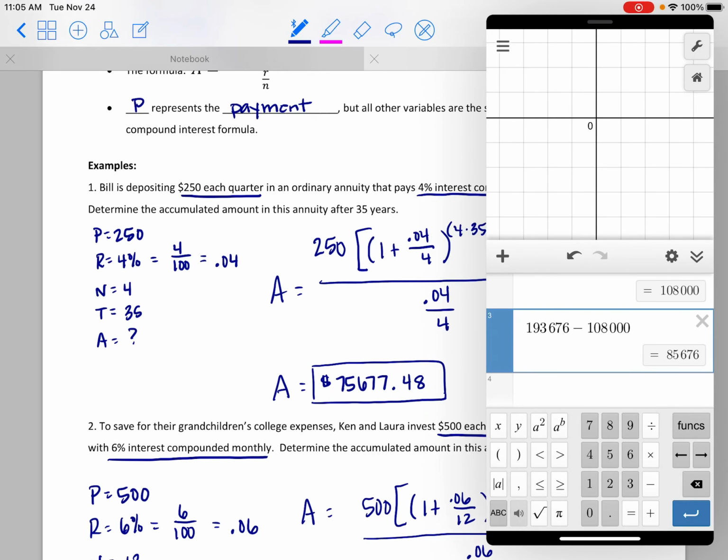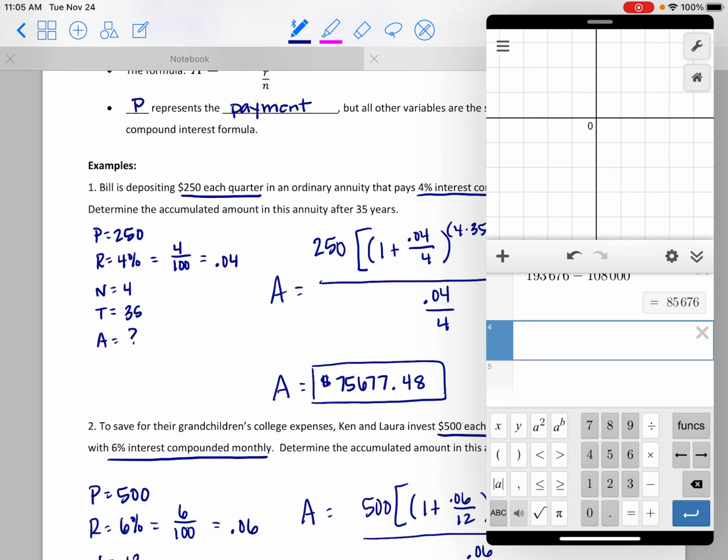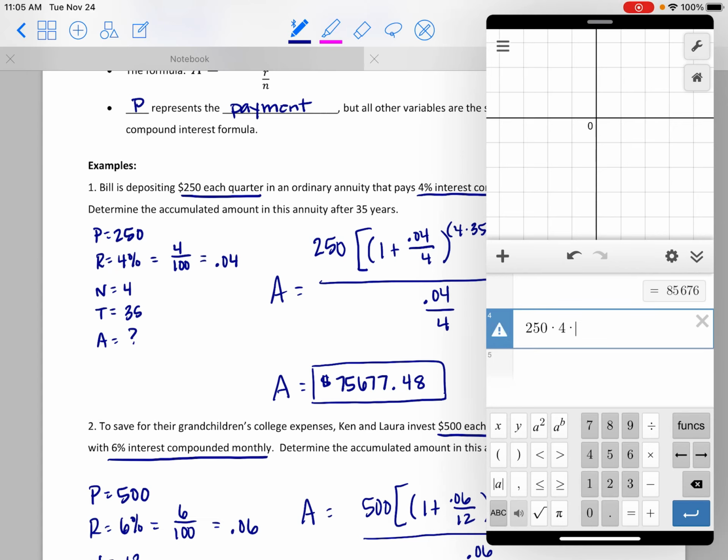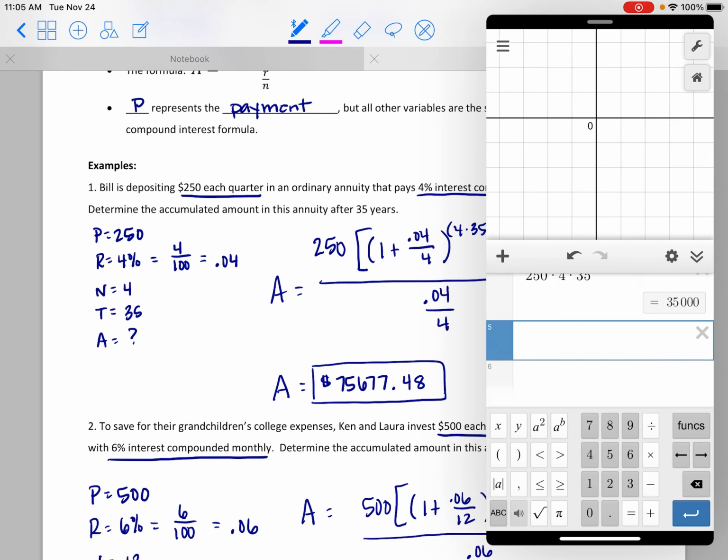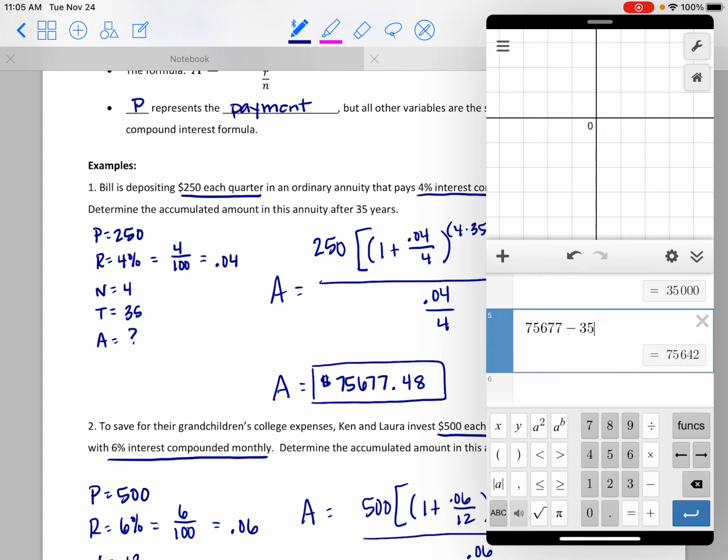If Bill was depositing $250 every quarter, so $250 four times a year every quarter for that one was 35 years, then he's put in $35,000 of his own money. So if he ends with $75,677 but only put in $35,000, then he's earned himself $40,000 interest. So he's earned more in interest than he put in himself, if that makes sense.